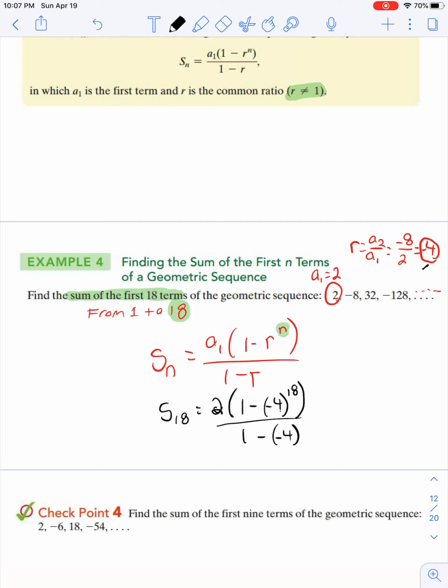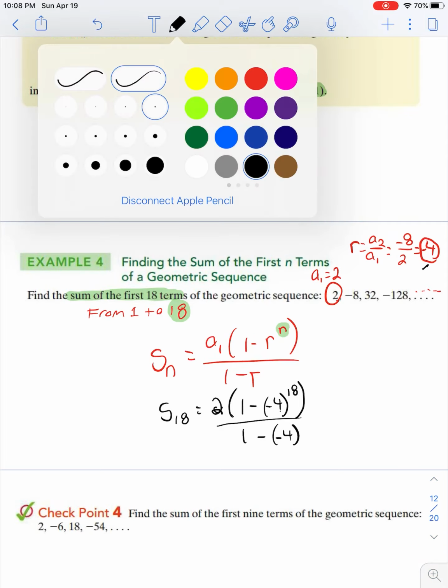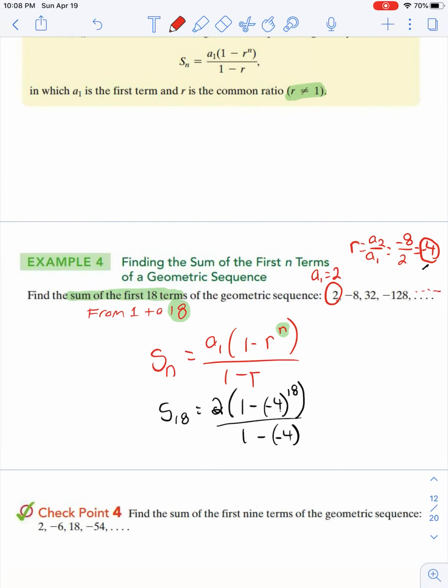One of the things you guys are going to be able to do is plug this directly into Desmos as it is, but I'm going to clean it up a little bit. If you have minus and negative, it's going to give you a plus, so we're going to have 2, and then 1 minus -4 to the power of 18, all over 5. Okay.